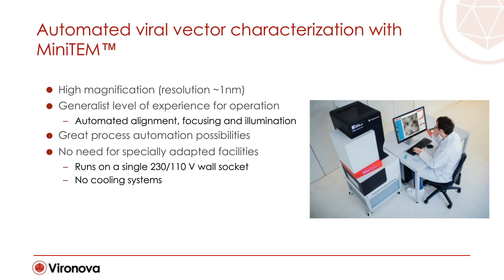The MiniTEM is a highly automated transmission electron microscope that provides a spatial resolution of about 1 nanometer. It's sufficient for most applications that we've talked about so far. It has all the tools available for easy exploration of samples, as well as unsupervised screening and sample analysis. Because of the automation, the instrument can be operated on a generalist level, which makes it accessible for more personnel.